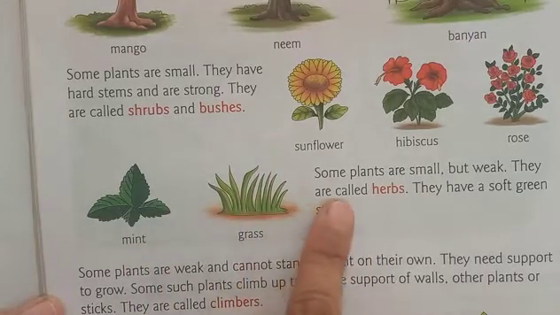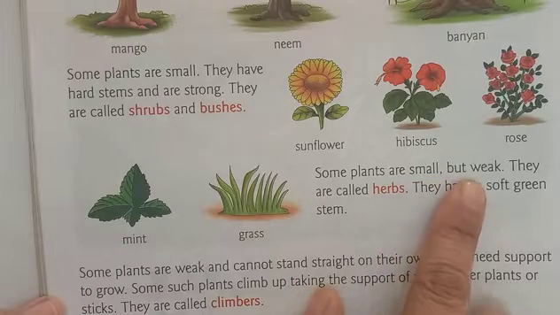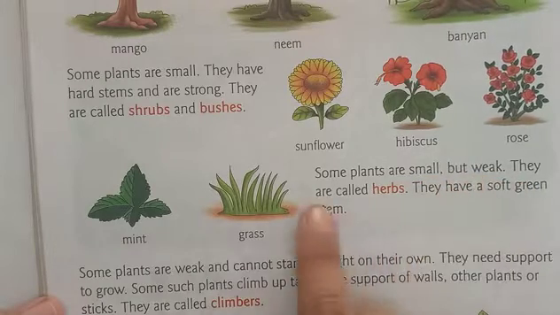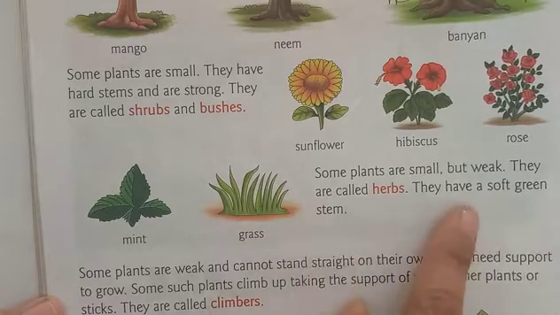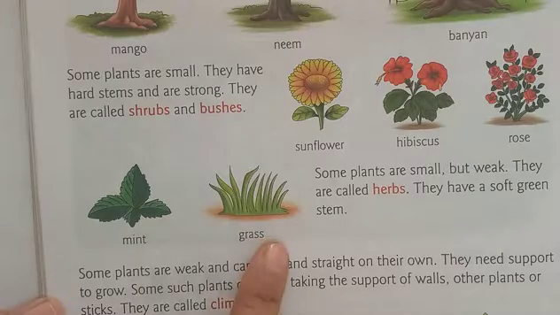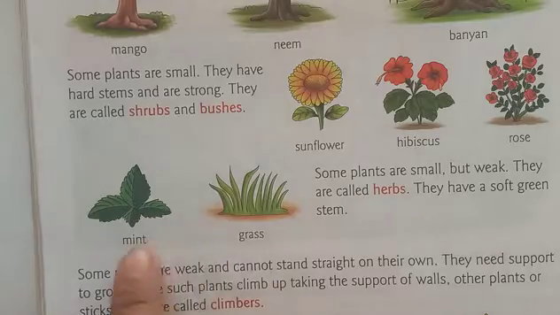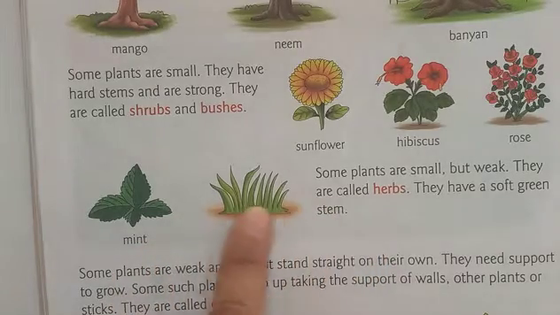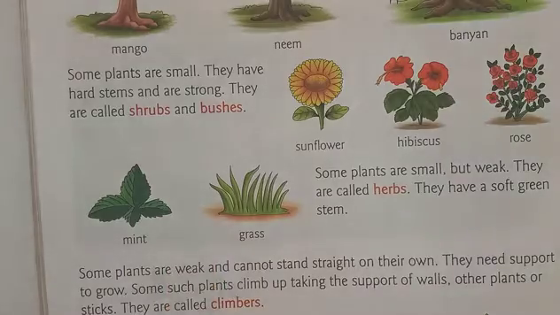Some plants are known as herbs. Some plants are small but weak. Weak means delicate. They are called herbs. They have a soft green stem. So they are called herbs, for example mint and grass, then coriander, and there are many small plants. They are called herbs. They are smaller than shrubs and bushes. Okay.